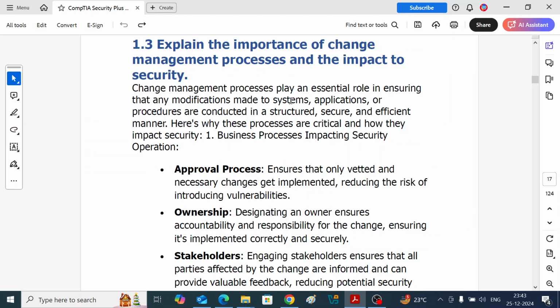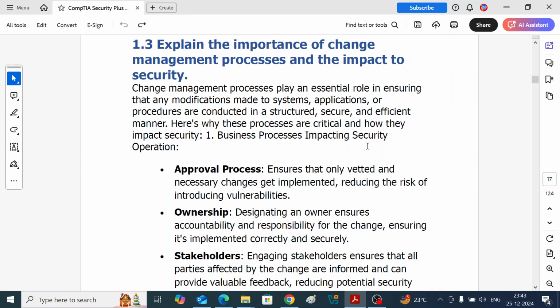The change management process plays an essential role in ensuring that any modifications made to systems, applications, or procedures are conducted in a structured, secure, and efficient manner. Here is why these processes are critical and how they impact security.